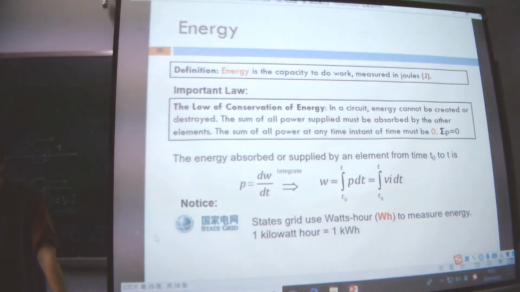So here is the state grid. You know, in England we have the national grid, and in China we have the state grid. It's a big electric company, right? This state grid uses watt-hours to measure energy. We don't use joules to measure energy, right? 1 kilowatt hour, 1 kWh, is 1 degree, 1 unit.